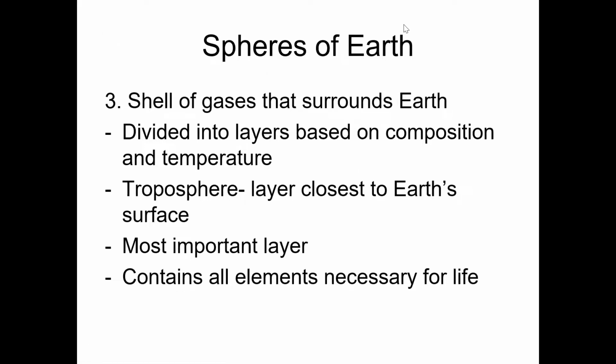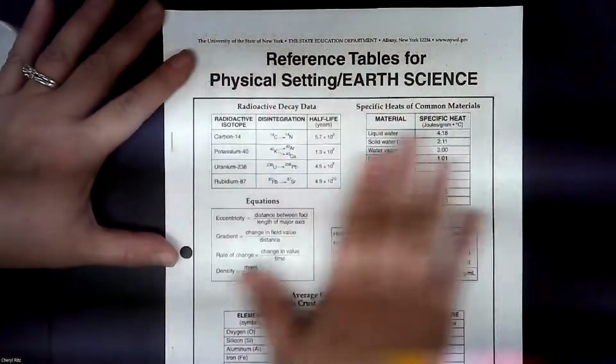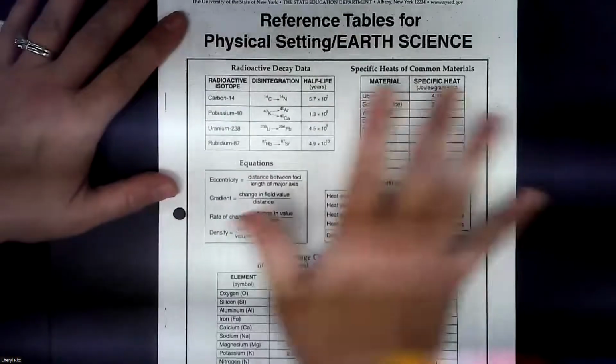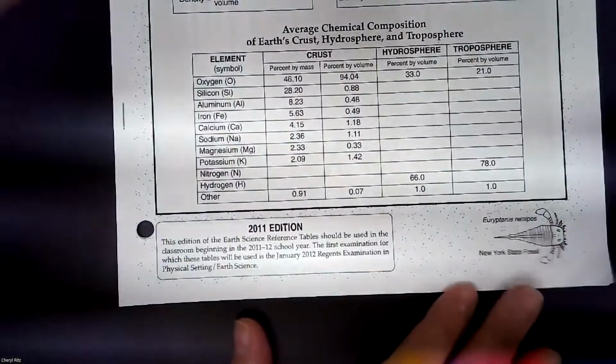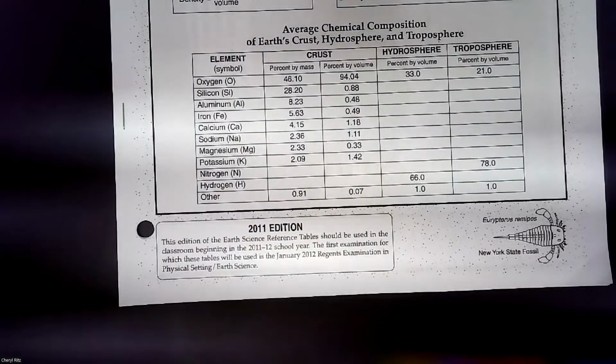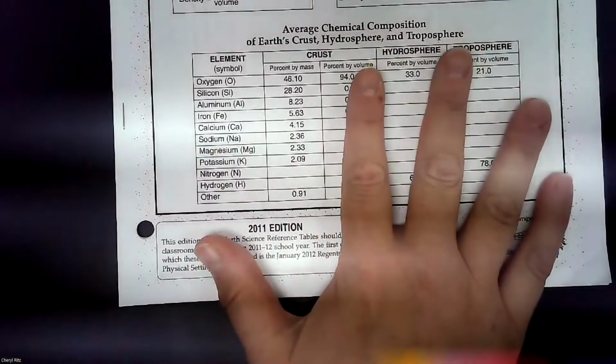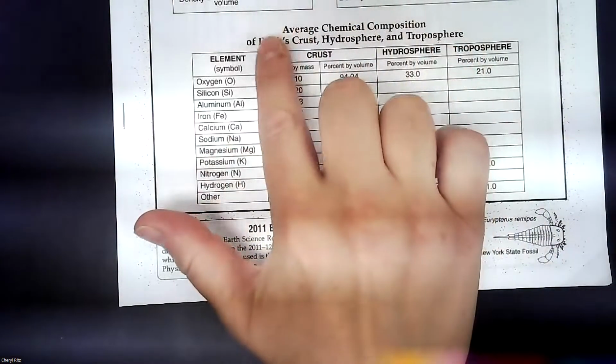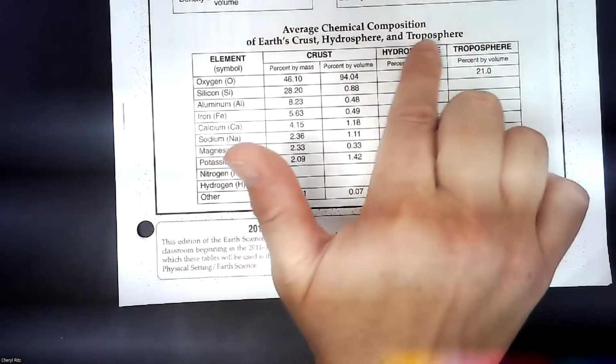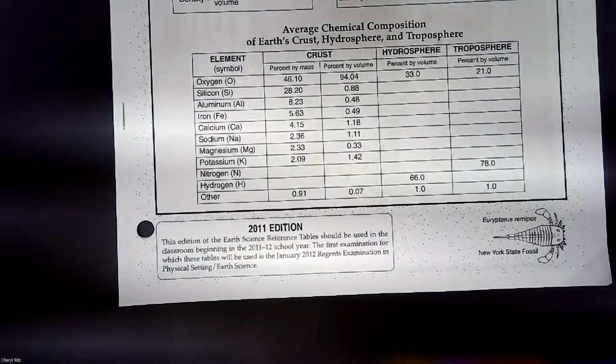So this first reference table, we've already looked a little bit around the reference table. We've established that it's broken up into different tables on each page. I want to look at this one right here on the bottom of the front cover. This one is the average chemical composition of the Earth's crust, hydrosphere, and troposphere.